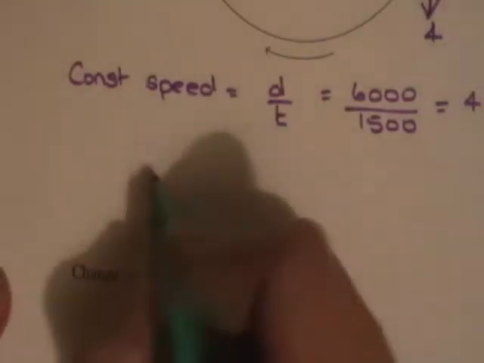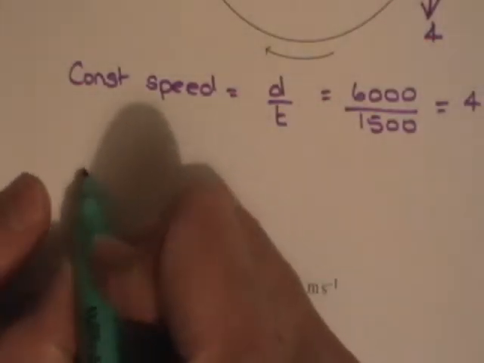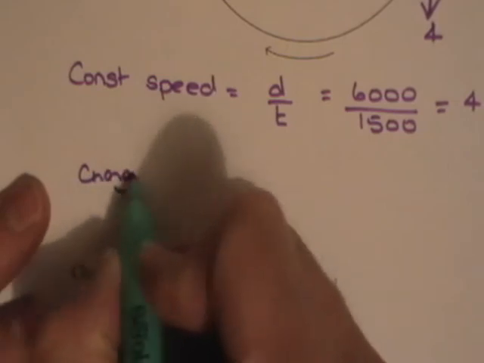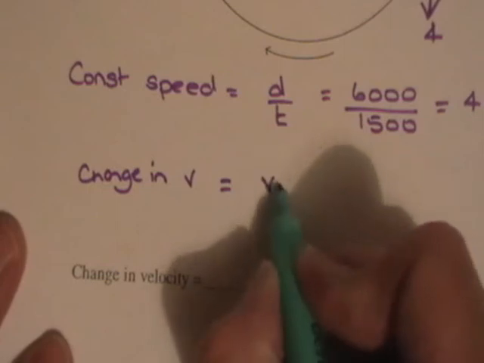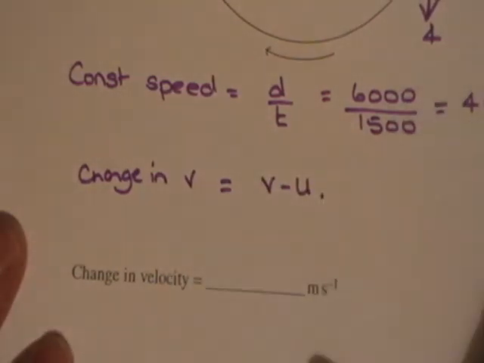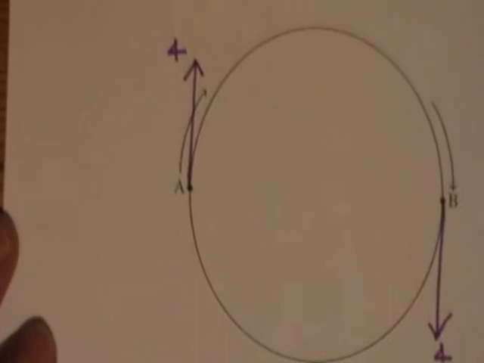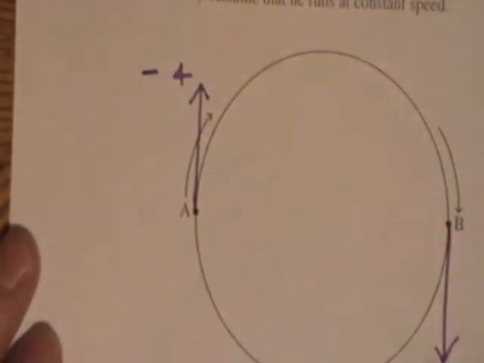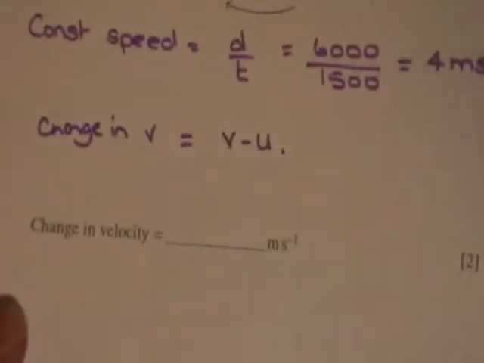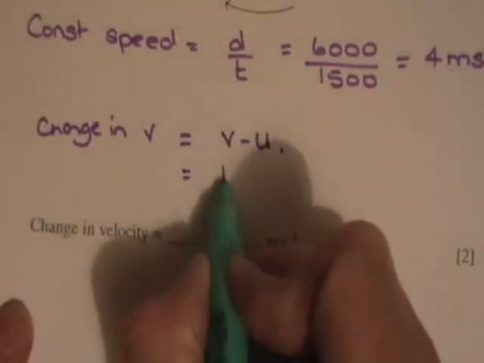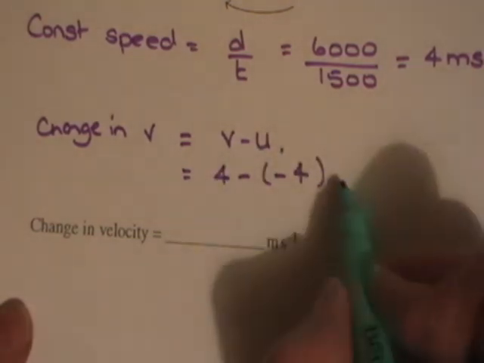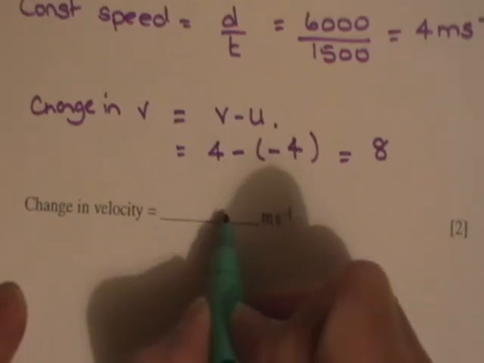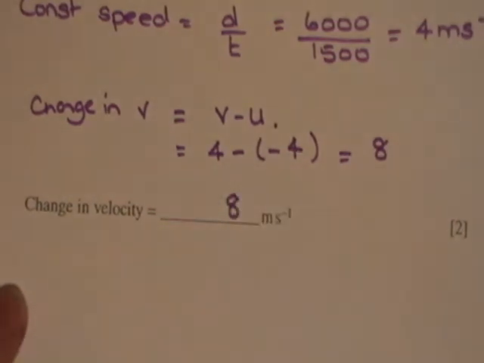You know that change in velocity, in the equation for acceleration, is given by v minus u. So if we say that our u there was a negative because it's going up the way, we'll say that's -4 and this is +4. Then if I put those numbers in here, you've got 4 minus -4 because it's the opposite direction. And that of course gives you 8. And so the answer then is 8 metres per second.